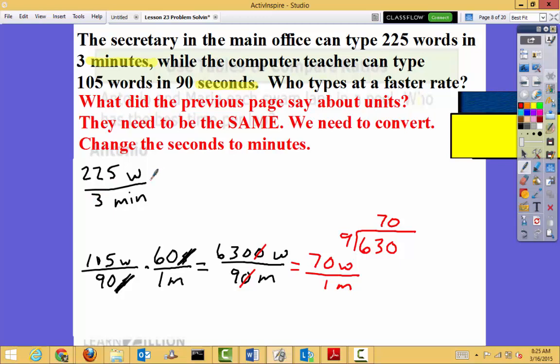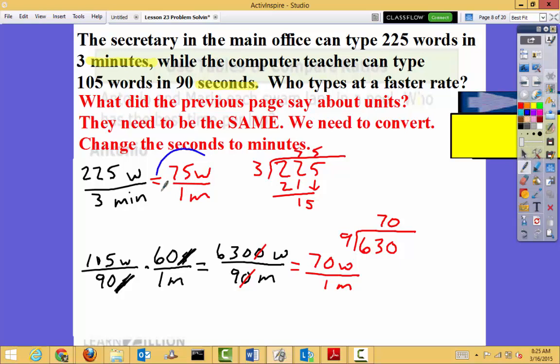What do I do? Well, I need to make an equivalent fraction. So this is going to be 225 divided by 3, which is 75 words per 1 minute. So who types faster? Well, according to this problem, it is my secretary at the school. She types 5 words per minute faster.